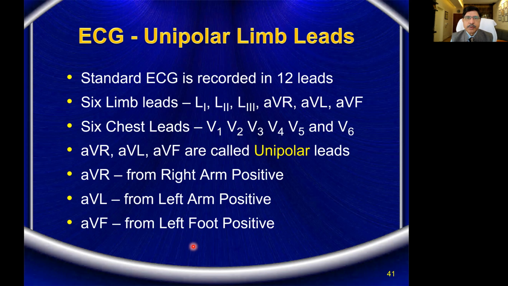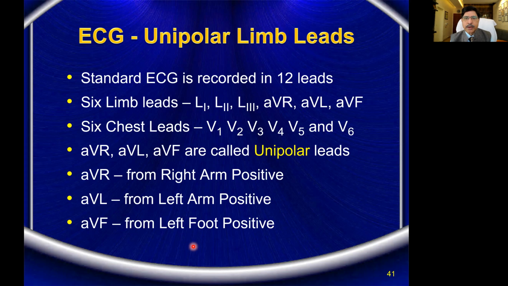Now there are the unipolar leads, which we also know. AVR is from the right arm, which is positive. AVL is the left-sided lead, with the left arm positive. AVF has the foot positive. So in the limb leads we have 2 lateral cameras, L1 and AVL, and 3 inferior cameras, AVF, L2 and L3. And we have the anterior and posterior cameras on the chest, which are called the chest leads.